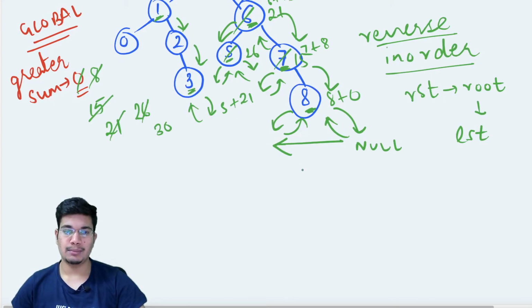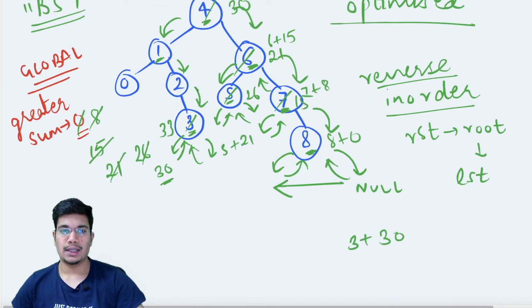So for node 3, we can simply add the values 3 plus whatever the greater sum is, which is currently 30. So we add 3 plus 30, which makes it 33. So we are going to change this value to 33. Once the root is done, we'll call on its left, which is null, so we'll return back. And then the call moves to the parent.